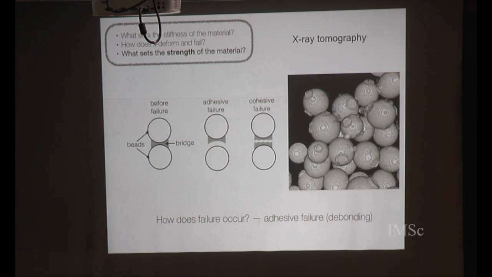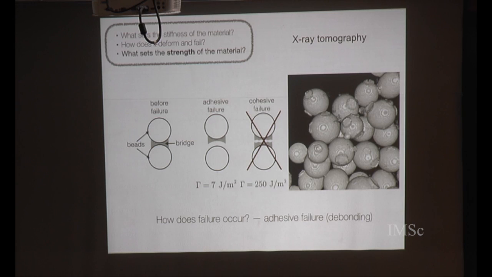And then you could identify two different kinds of mechanisms by which this would fail. Adhesive failure, where the bond basically peels off the surface of one of the bridges or one of the beads, or the polymer breaks internally. We know the surface or interfacial energy of glass on PDMS. It's about 7 joules per meter squared. It's been measured, perhaps even by people in this room.